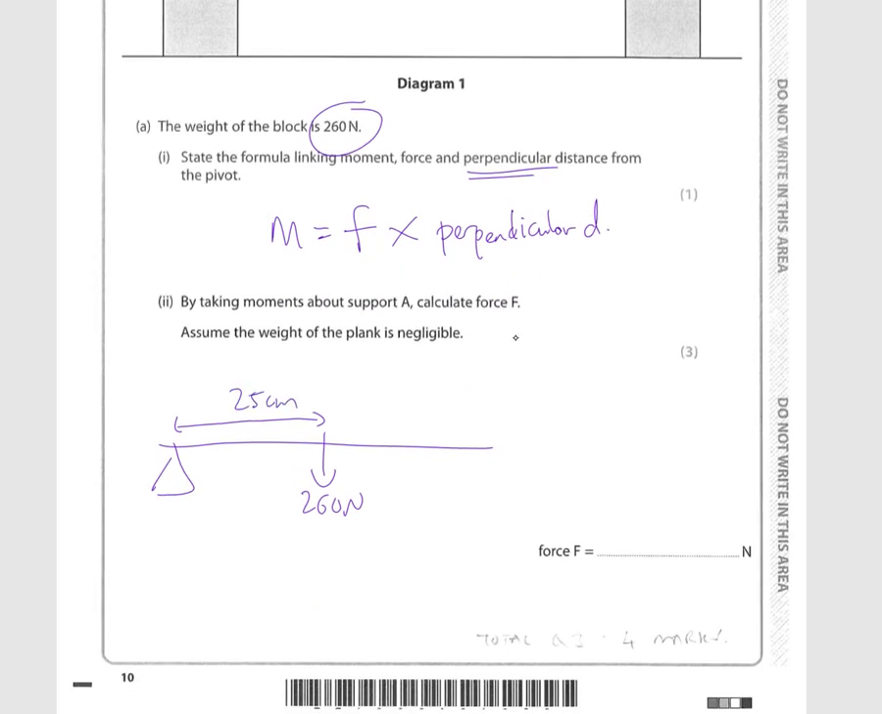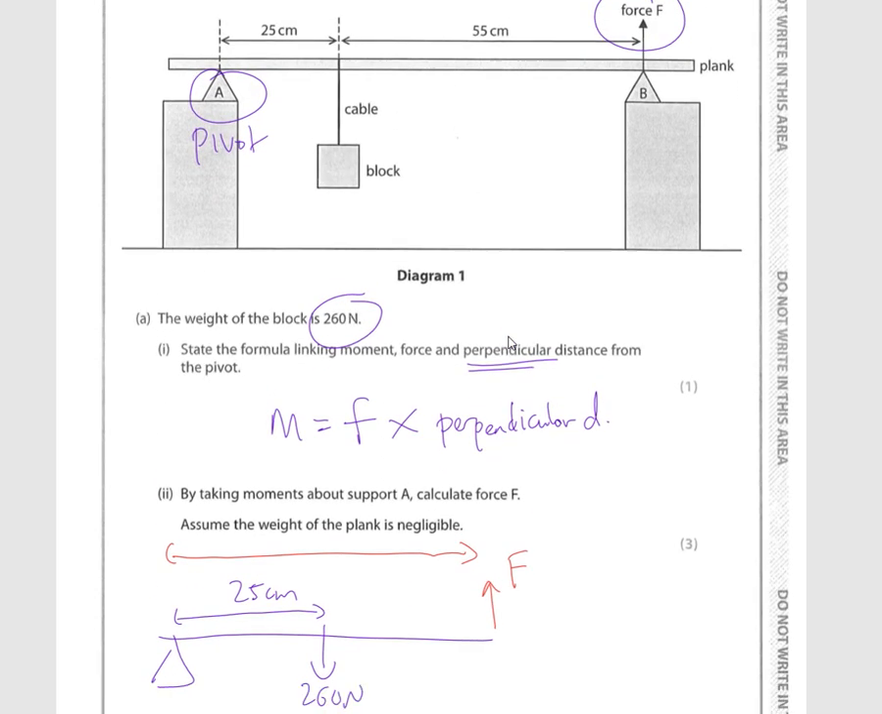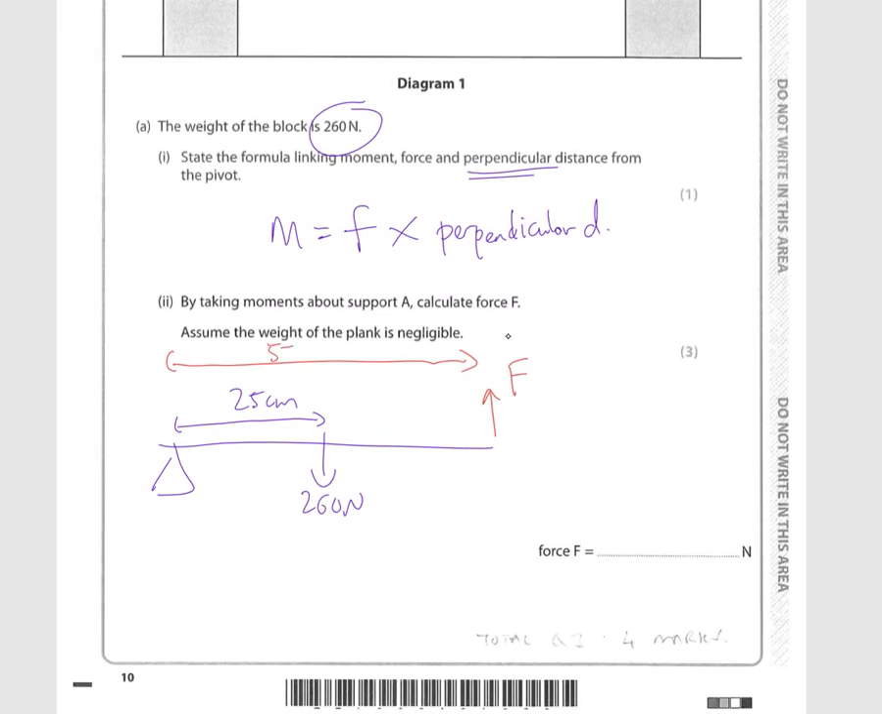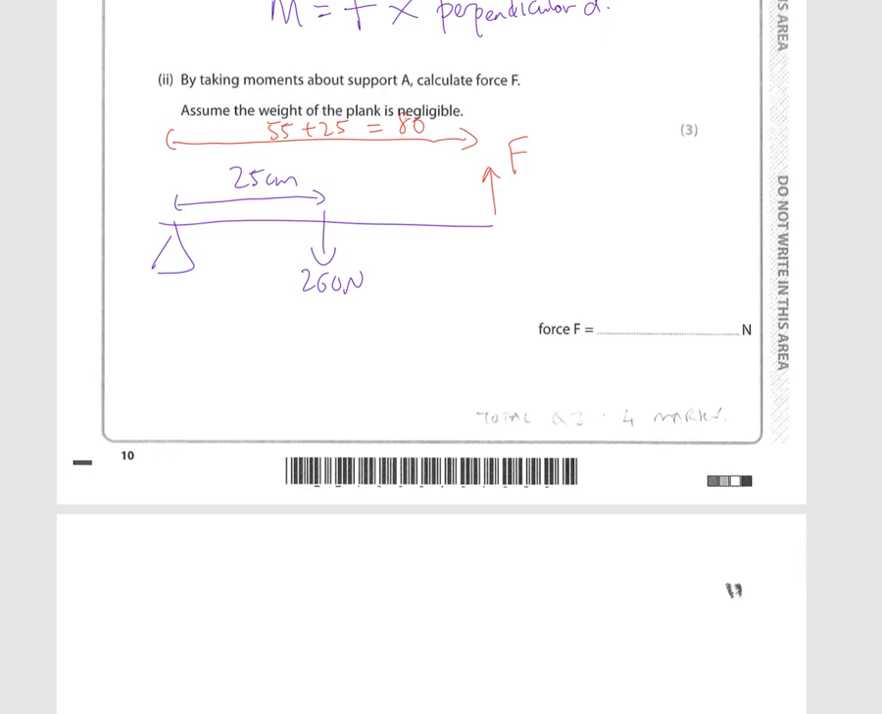Okay, and then let me just change color pen. So we have this one, which we don't know, F, and we know that F is, how far is F? F is 55 plus 25 away. Okay, good. Now moments are equal together.